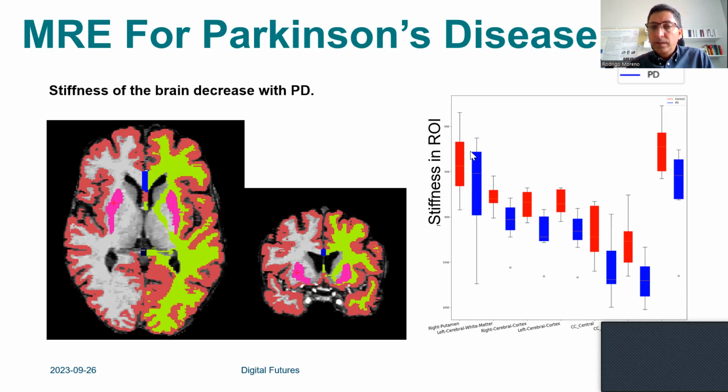So then you can see here that the controls always have higher stiffness, which means that they are harder, while the patients have softer brains in different parts of the brain.